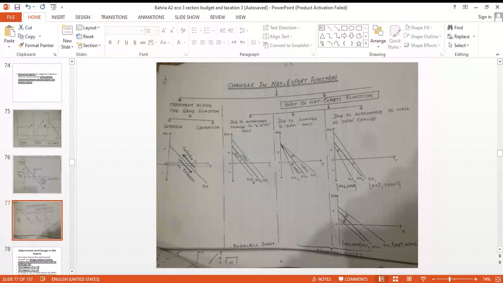Okay, so I hope that these graphs are clear. Please do practice them once, and please write their explanation yourself. That way you're going to understand much better.